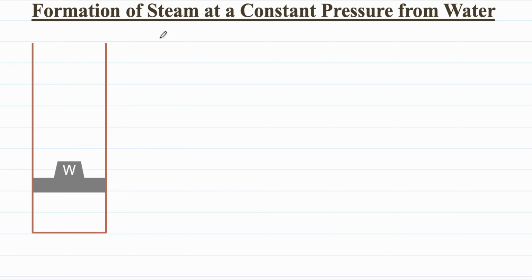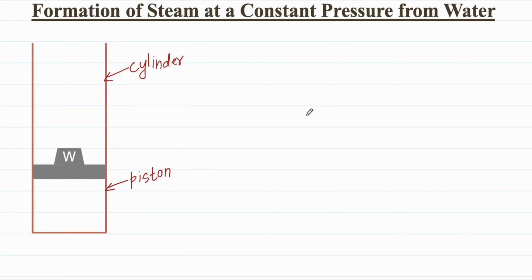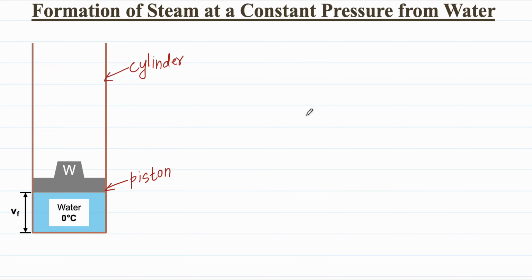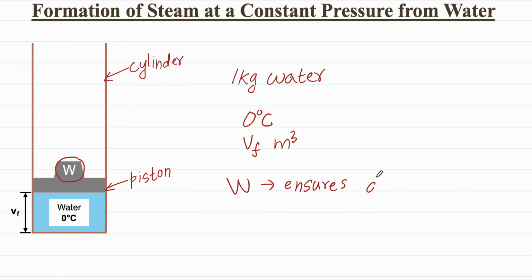To understand the formation of steam at constant pressure from water, we are going to consider a cylinder fitted with a piston, and this piston can move upwards and downwards freely along the cylinder's height. And let's assume 1 kg of water kept at 0 degrees Celsius, and the volume of the water is Vf meter cube, which is going to be present under the piston. And the piston is loaded with a weight W to ensure constant pressure. So the weight ensures constant pressure.